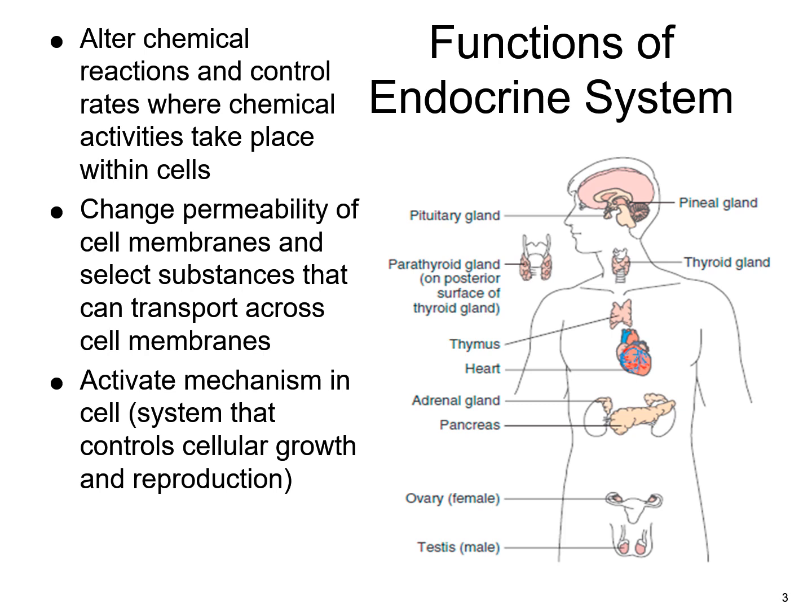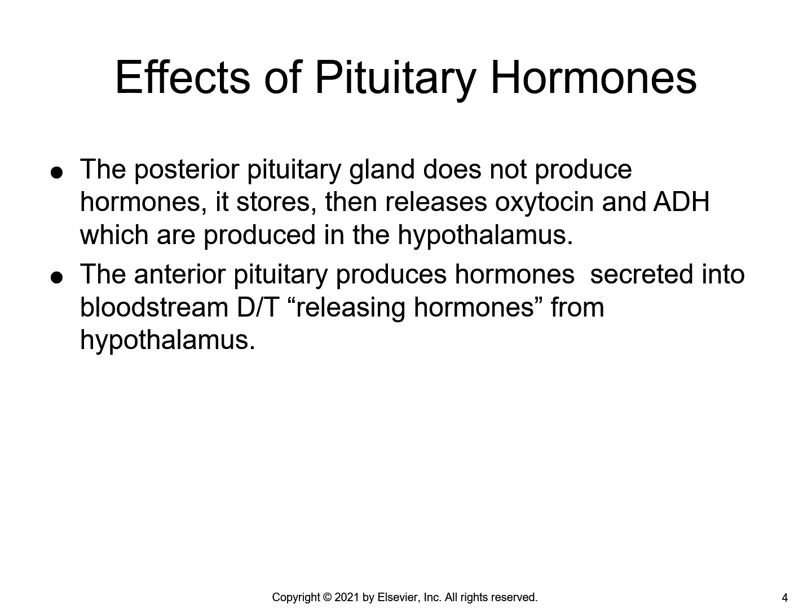The endocrine system alters chemical reactions and controls the rate at which chemical activities take place within the cells. The hormones secreted change the permeability of the cell membranes and select substances that are transported across the cell membranes. The endocrine hormones activate the mechanism in each cell. Any dysfunction of the pituitary gland will affect one or more of the hormones and their target organs.